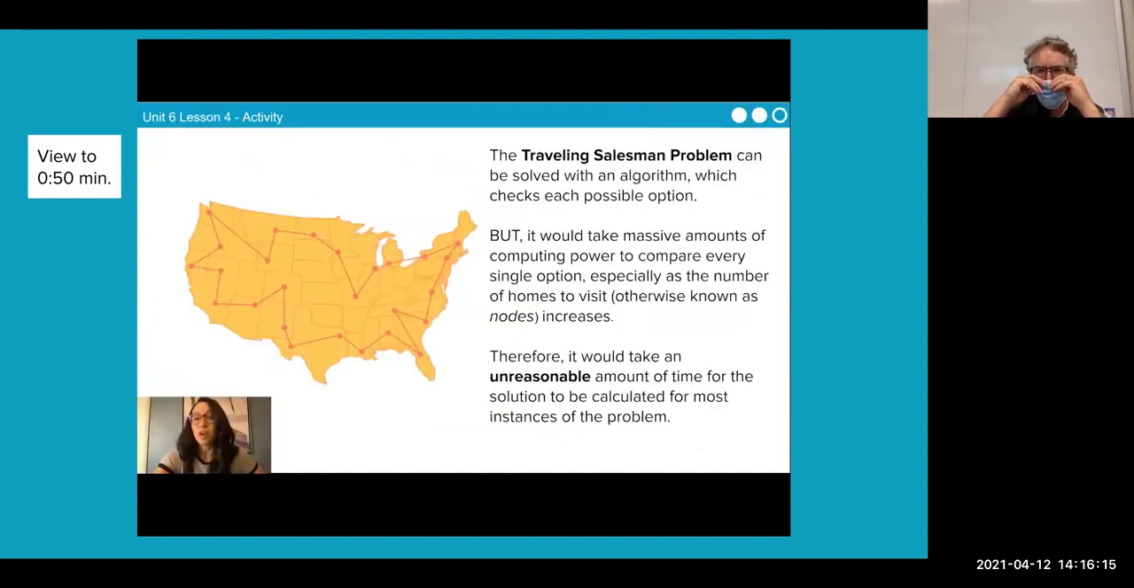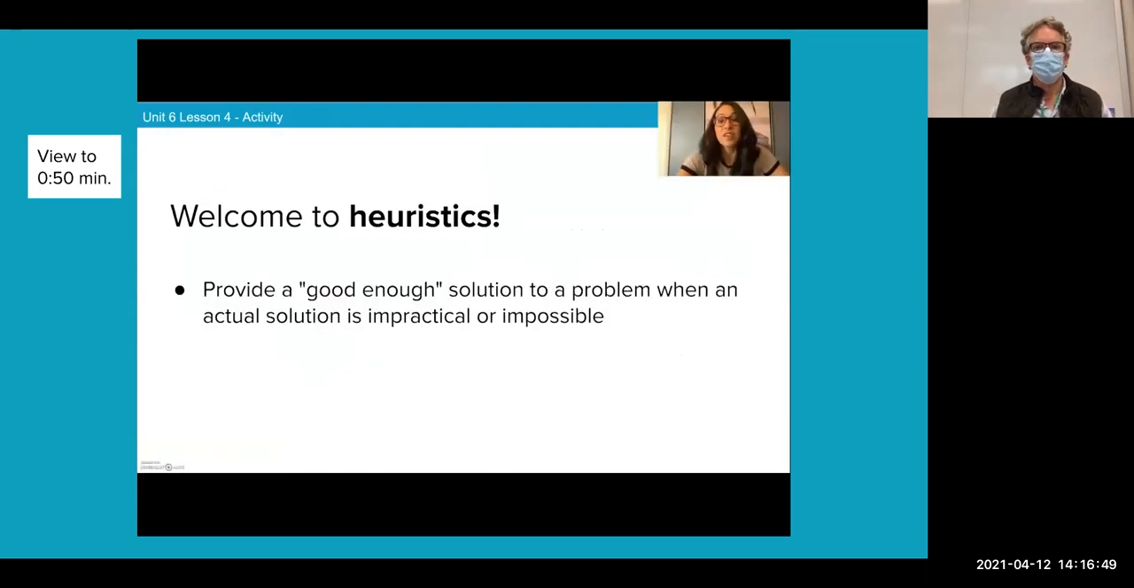The traveling salesman problem can be solved with an algorithm which checks each possible option, but it would take massive amounts of computing power to compare every single option, especially as the number of homes to visit, otherwise known as nodes, increases. Therefore, it would take an unreasonable amount of time for the solution to be calculated for most instances of the problem. So in cases like that, where we have an unreasonable problem that we have to solve, we use a problem-solving process called a heuristic. A heuristic provides a good enough solution to a problem when the actual solution is impractical or impossible.